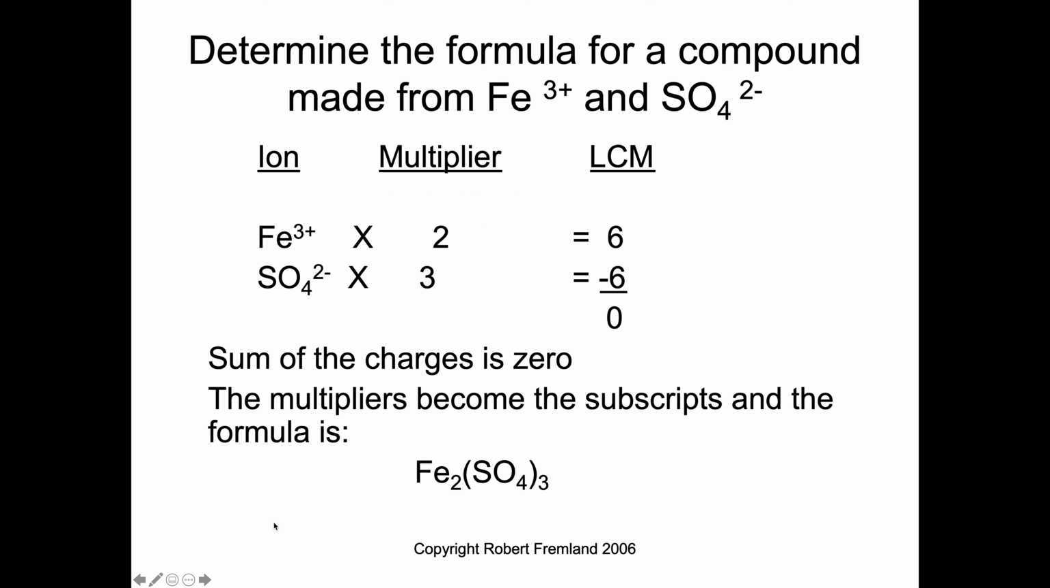For example, if I'm going to make a compound from iron 3 and sulfate, a polyatomic ion, I look at the charges. Charges are 3 and 2. The least common multiple of 3 and 2 is 6. That means I need 6 positives and 6 negatives. To get to 6 positives, I need 2 of the ion with the +3 charge. To get to 6 negatives, I need 3 of the ion with the -2. These two numbers are your subscripts: the 2 is for the iron, and the 3 is for the sulfate. If you have more than one of a polyatomic ion, you have to put it in parentheses.